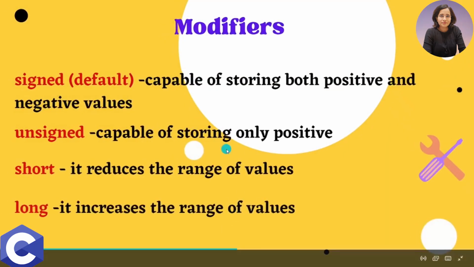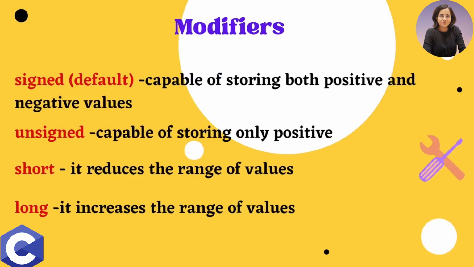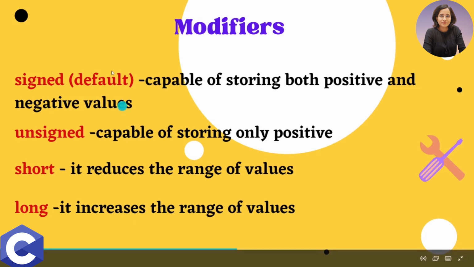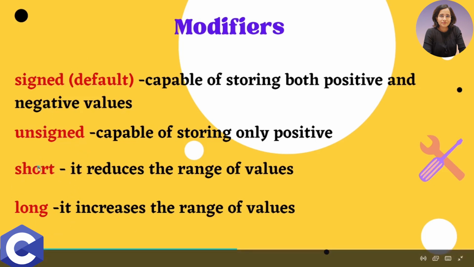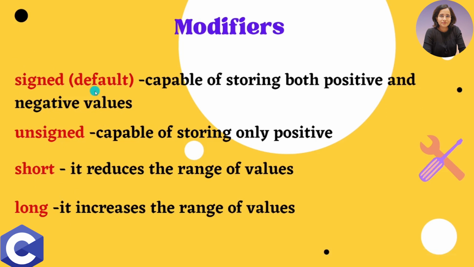Now we will discuss about the different modifiers used with this base data type. What is modifier? Modifier is used to alter the meaning of the base data type. So we have four modifiers which we can use with our base data type. The first two are sign modifiers and the last two are size modifier. So what is sign modifier? It is the default one. It can store both positive as well as negative values.